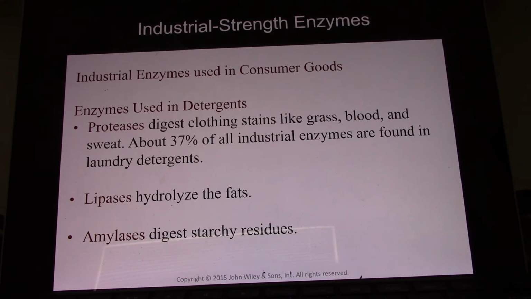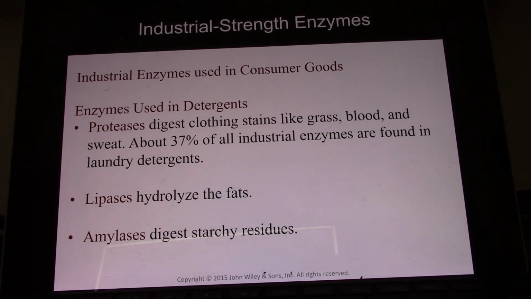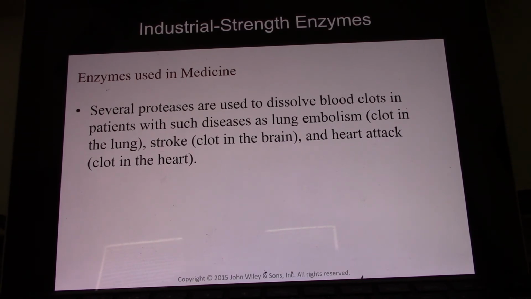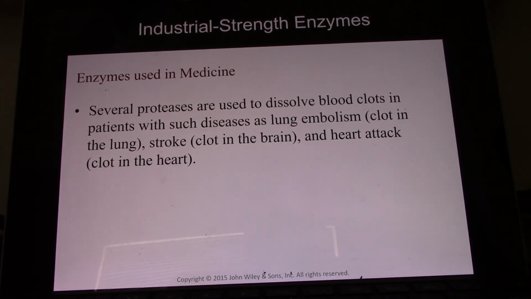Enzymes used in detergents. There are proteases that digest stains like grass and blood and sweat. About 37% of all industrial enzymes are found in laundry detergents to help clean things by chemically destroying stains. Lipases hydrolyze fats, amylases digest starch. And enzymes are used in medicine. Several proteases are used to dissolve blood clots in patients with conditions such as an embolism, which is a clot in the lung, or a stroke, which is a clot in the brain, or a heart attack, which is a clot in the cardiac arteries, which are feeding the heart oxygenated blood.